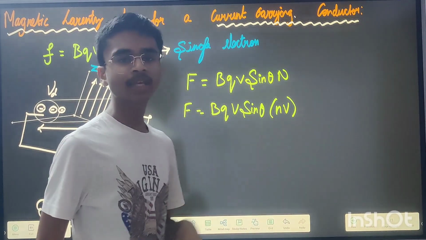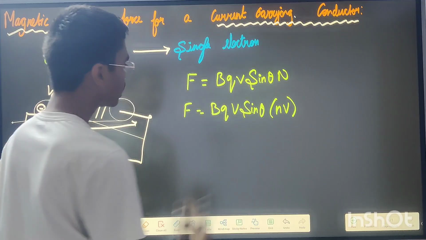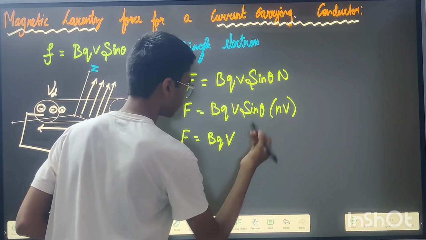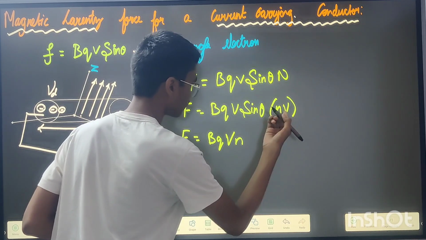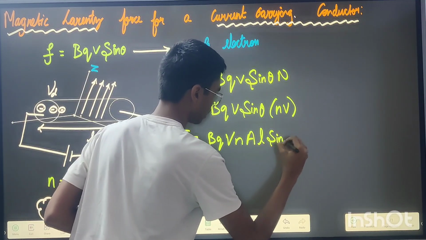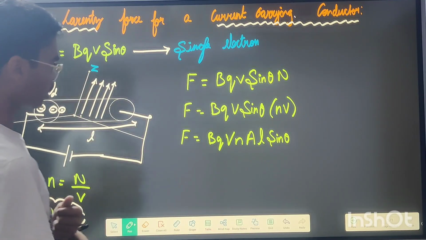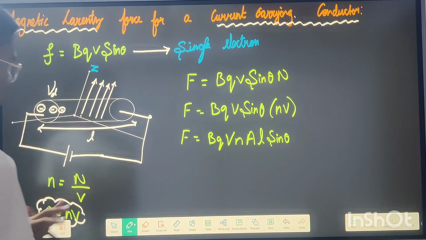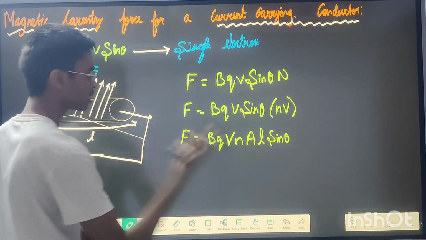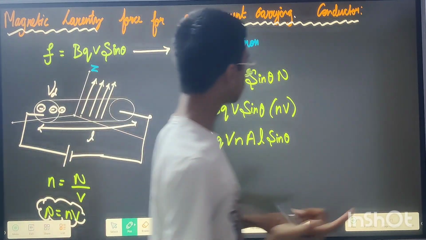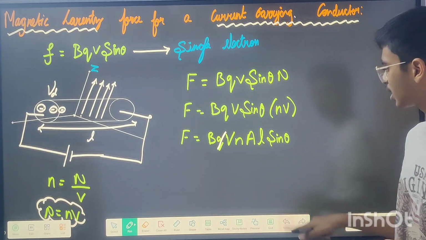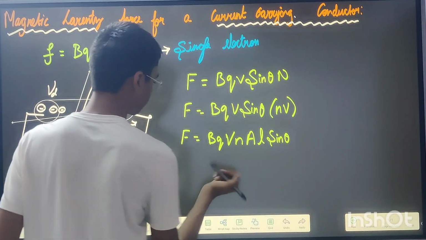Okay, so here volume is there. Volume can be written as area into length. So we can write that force is equal to BQV, and this is just going to be n itself, into A L sin theta. So here this Q is what? It is the charge, and I already said that in case of electrodynamics, you should not write it as Q, you should write it as E. So I'm going to convert it into E.